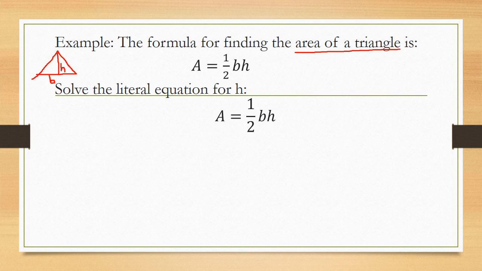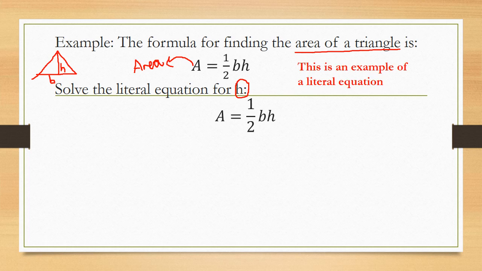So this formula is called a literal equation because it has three variables, and each variable represents a specific quantity. A is for the area of the triangle, B is for the base, and H is for the height. So the question is asking us to solve the literal equation for H. This means that we have to isolate H by itself.